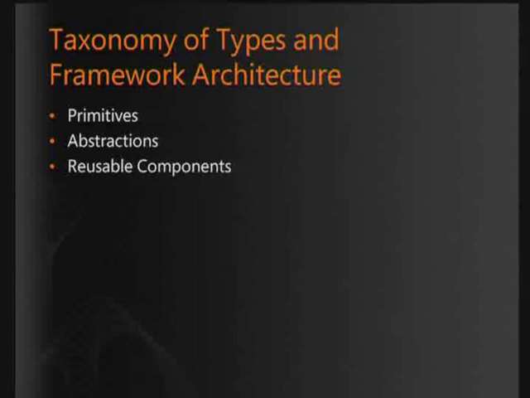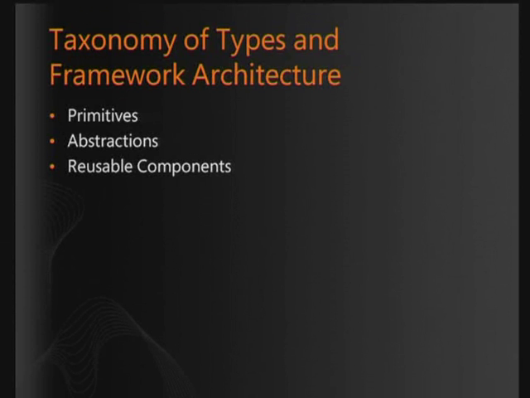And one of the things that we introduced is we try to divide types in our frameworks into three main groups. Which types are primitives, which types are abstractions, and which types are what I call reusable components. And I'm going to go through all those groups and talk a bit about that.